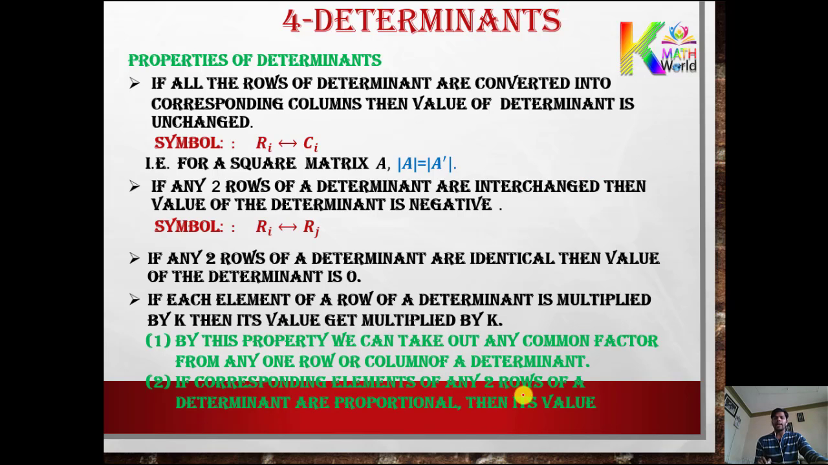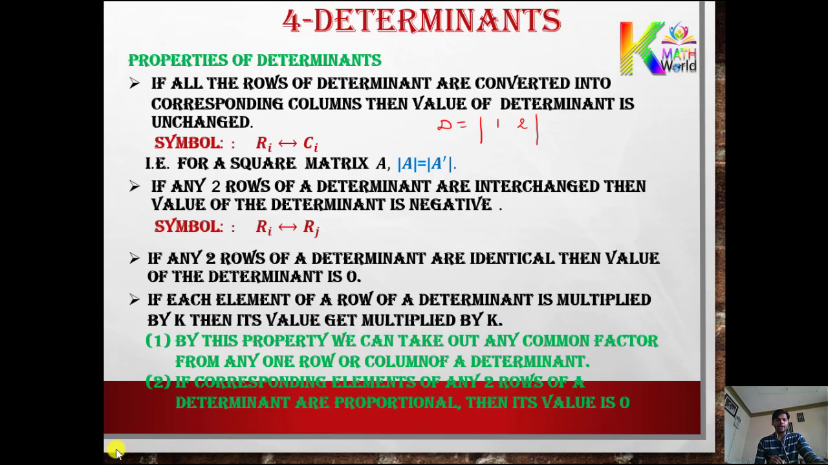If corresponding elements of any two rows of a determinant are proportional, then its value is 0. Okay, we try to understand this one here. What it wants to say: if corresponding elements of any two rows of a determinant are proportional. So suppose we consider D equals to like this. Suppose we have 1 2 in the first row.